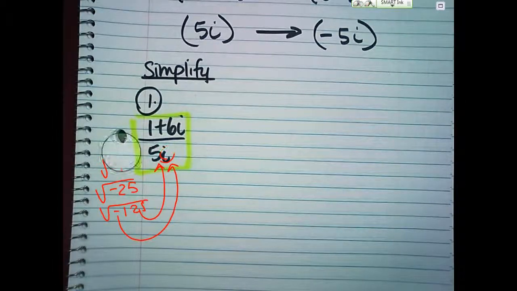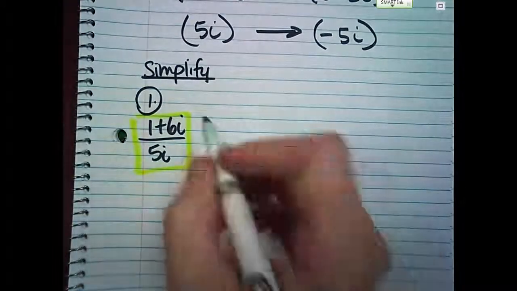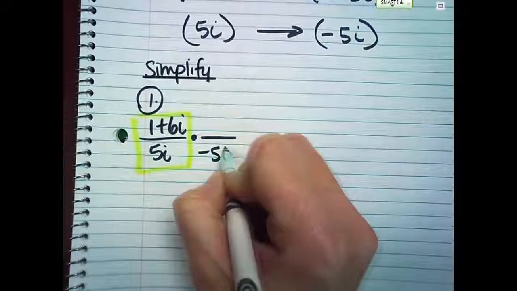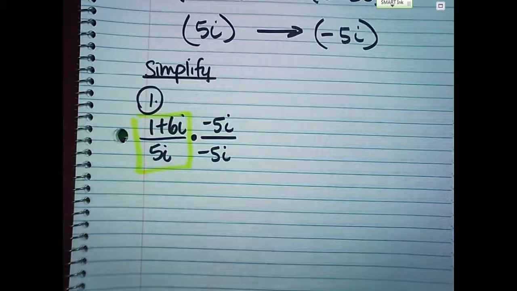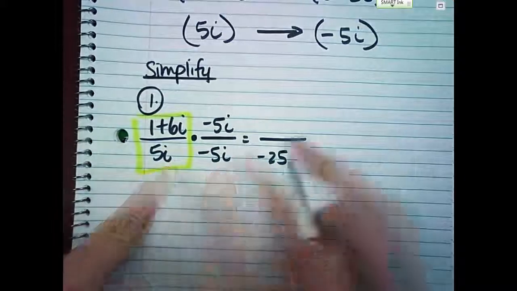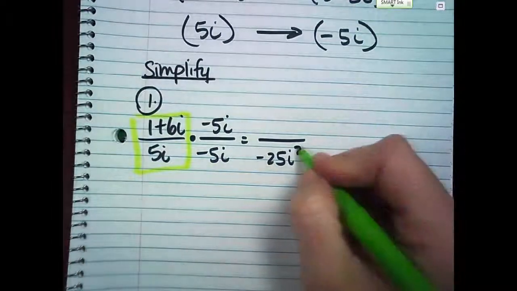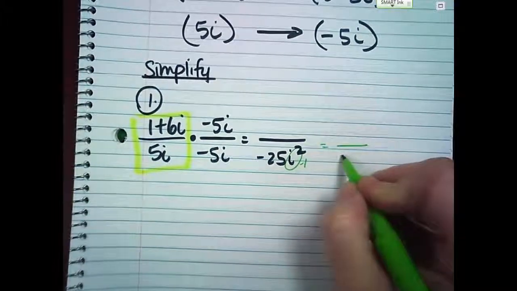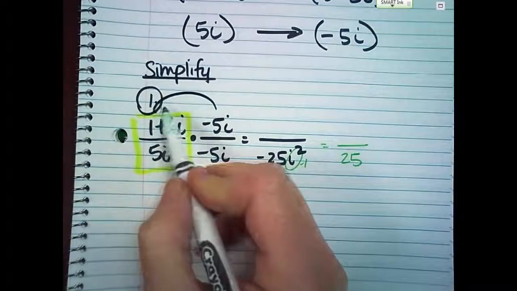Now, if I want to get rid of i in the denominator, I'm going to multiply by the conjugate, which would mean multiply by negative 5i. So in the denominator now, 5 and negative 5 make negative 25, and i times i makes i squared. And i squared is the value of negative 1, so this is actually negative 25 times negative 1, which is positive 25 now. In the numerator, you're going to have to distribute this to both.